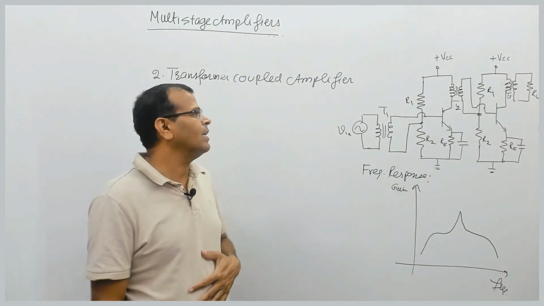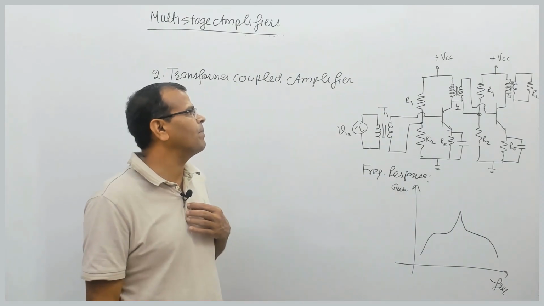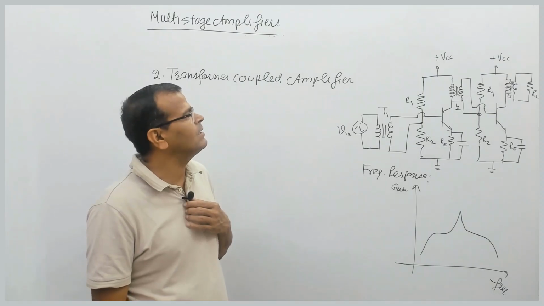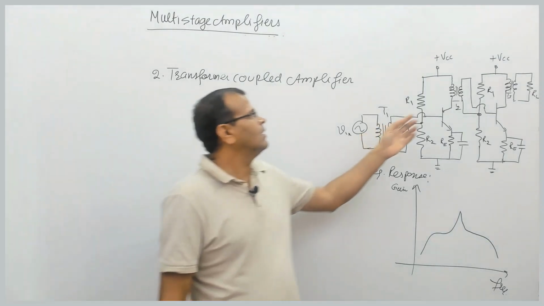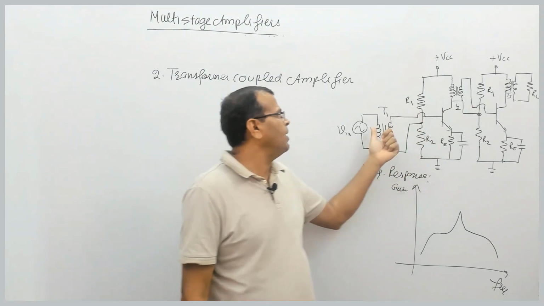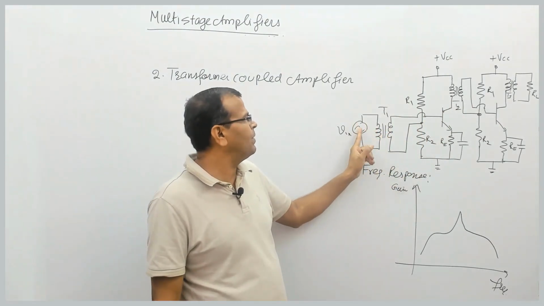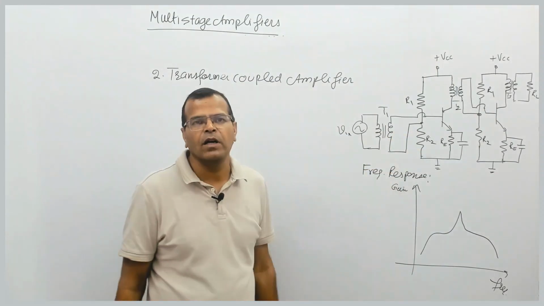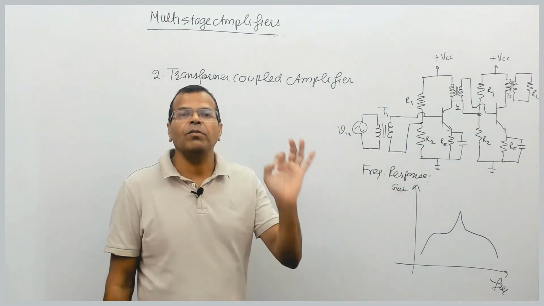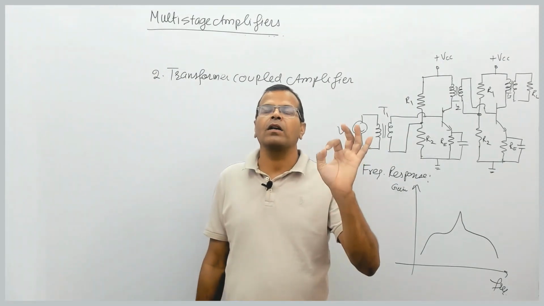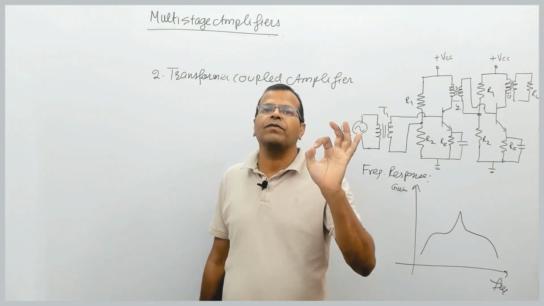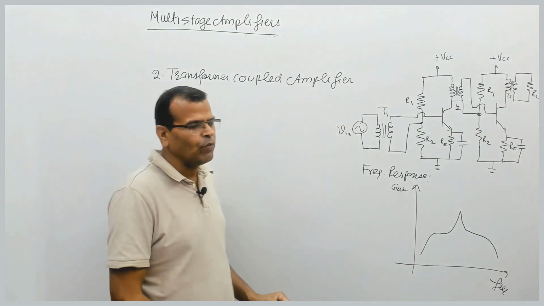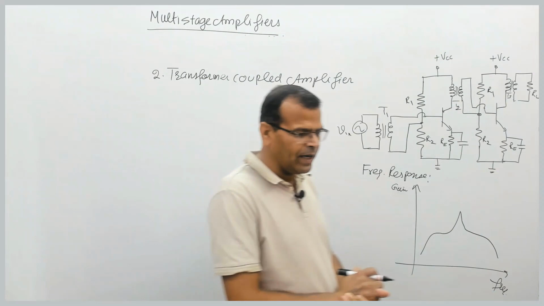Now, interestingly, in case of transformer coupled amplifier, the main point here is that the transformer is used for impedance matching of the source. So impedance of this source can be matched with input impedance of the amplifier. So the transformer coupled amplifiers are excellent for impedance matching. Fine. That is one typical characteristic of this amplifier.